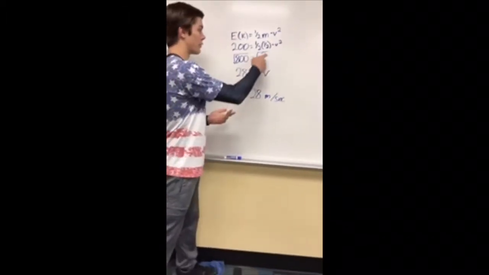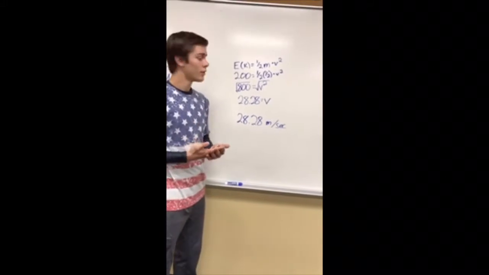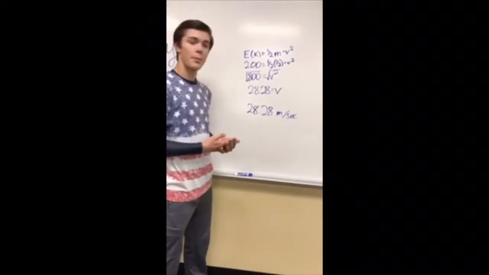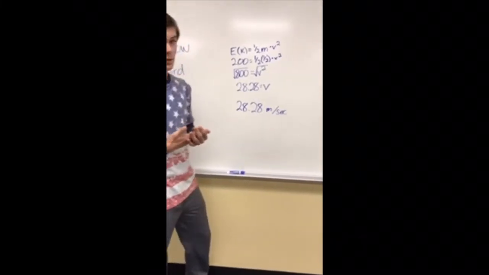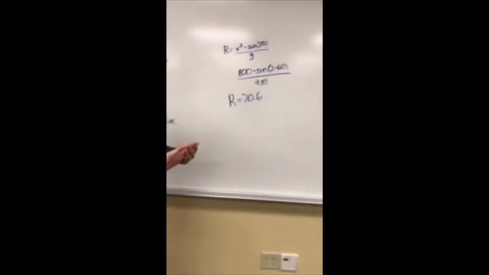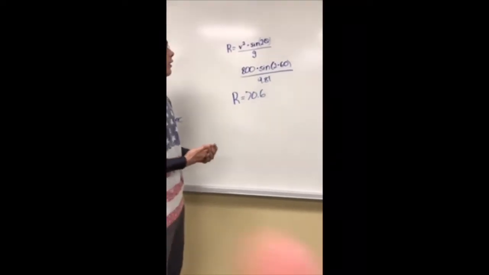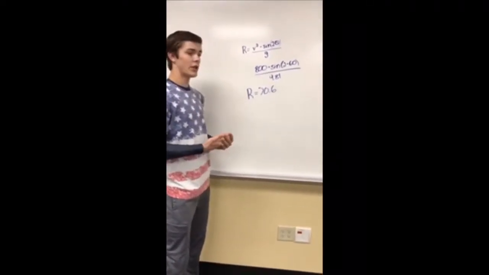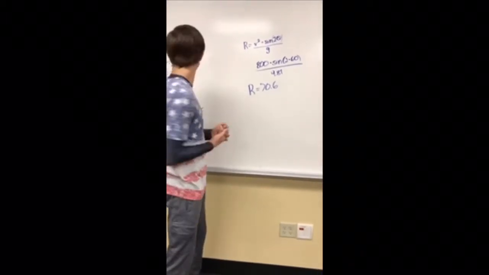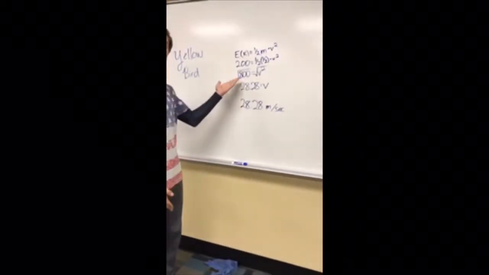Then I have to take the square root to find the original v. So I take the square root of both numbers and come out with 28.28 as my velocity, and that's in meters a second. Moving on, I have to find my range. So that uses this equation right here. I plugged in 800 for my velocity squared, because over here 800 is my velocity squared.